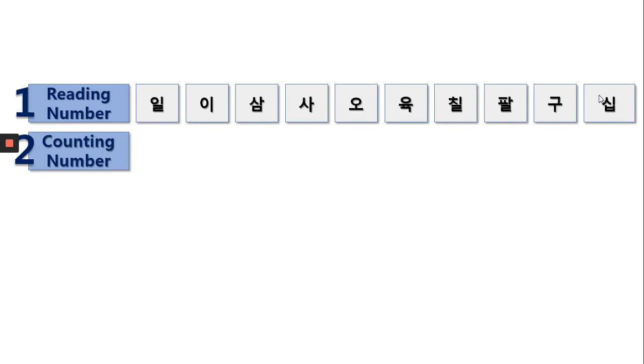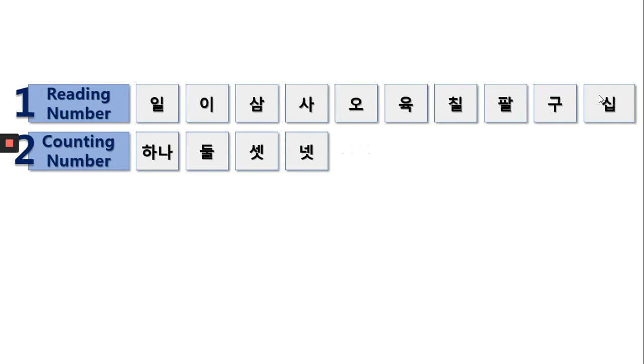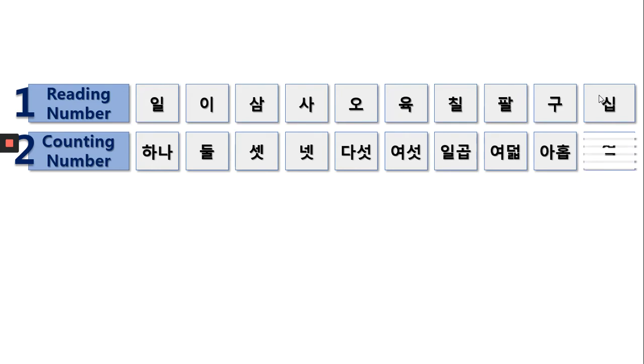Now you need to memorize. 1, 2, 3, 4, 5, 6, 7, 8, 9, 10. These are reading numbers. How about counting numbers? 하나, 둘, 셋, 넷, 다섯, 여섯, 일곱, 여덟, 아홉, 열. This counting number I will teach you later. So in this unit, let's only study reading numbers.